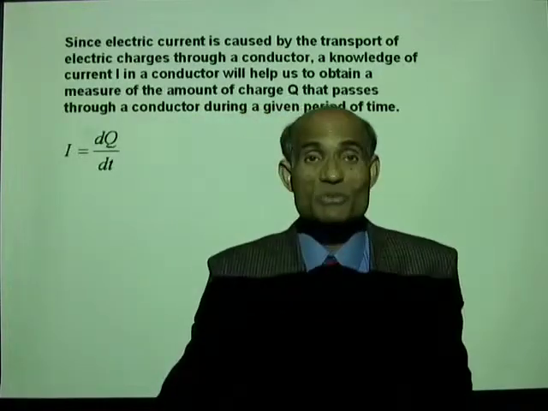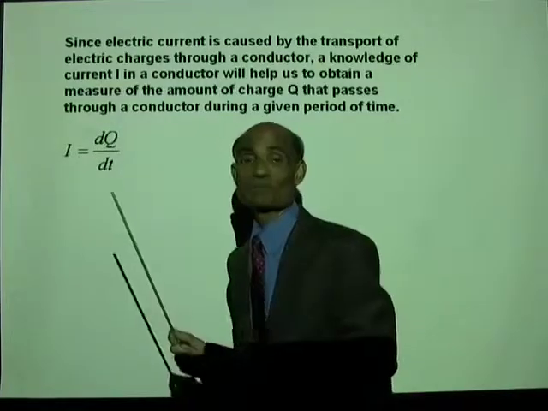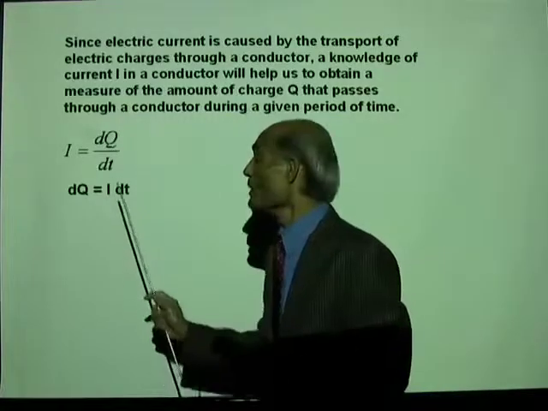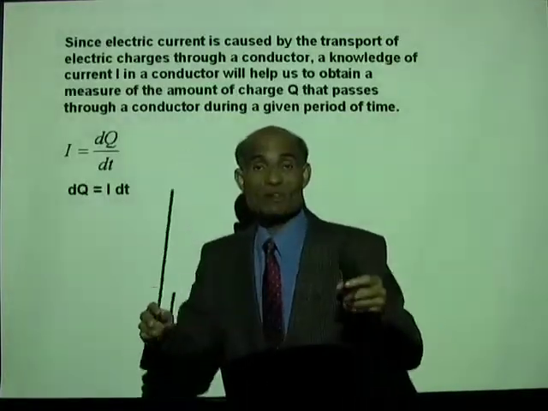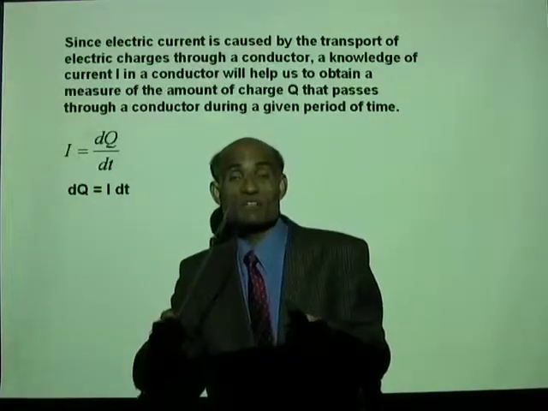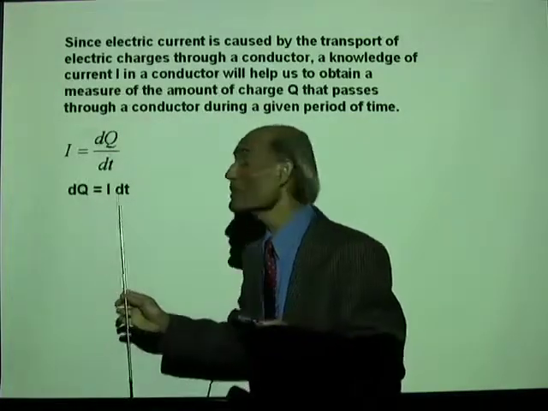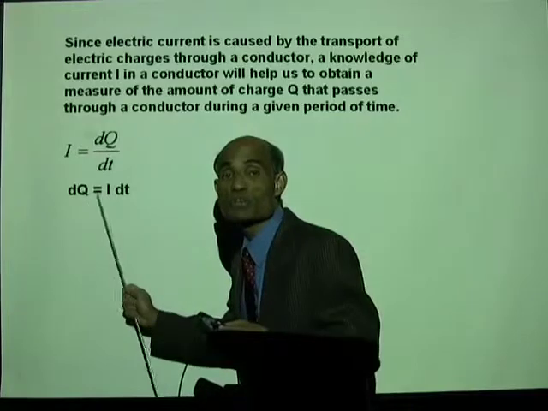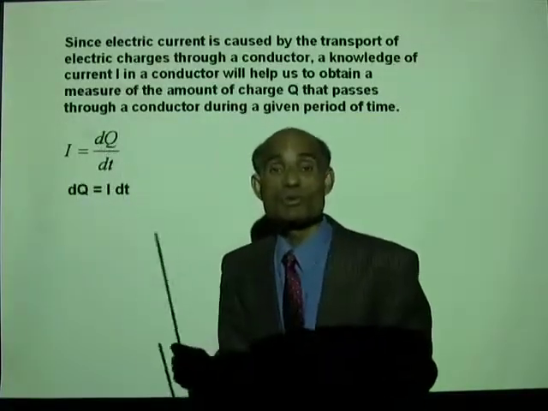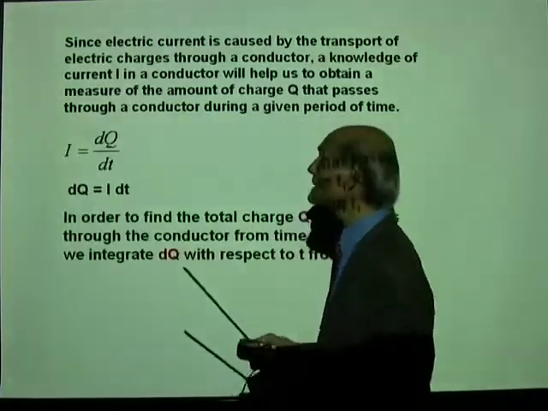Since I equal to dQ over dt, what is dQ equal to? dQ equal to I dt. Now, if you want to find the total amount of charge that passed through a certain conductor from a certain time t1 to a certain time t2, all we need to do is integrate this dQ from t1 to t2. That will give me the total amount of charge that passed through that conductor during that time.